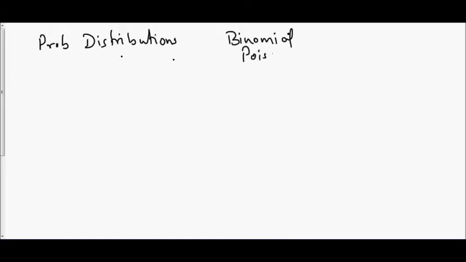This is the fourth part of the probability video. Now we are going to do probability distribution functions, different probability distributions. The three types of distributions we are going to deal with here are binomial, Poisson, and normal. Binomial and Poisson use a discrete random variable. They are data from a discrete random variable, while normal is from a continuous random variable.